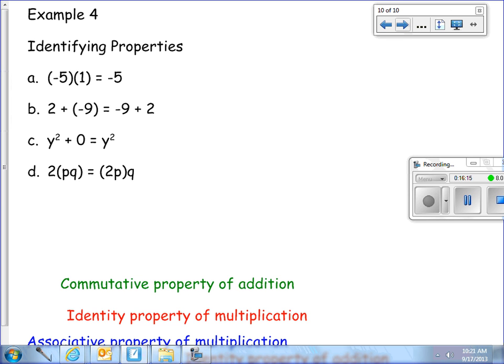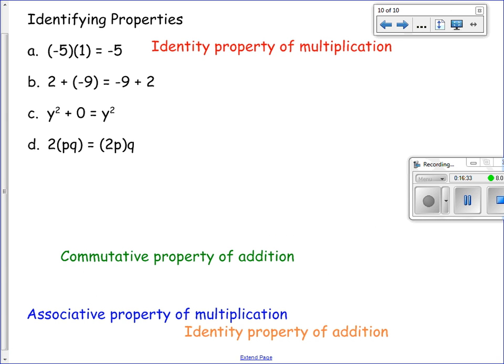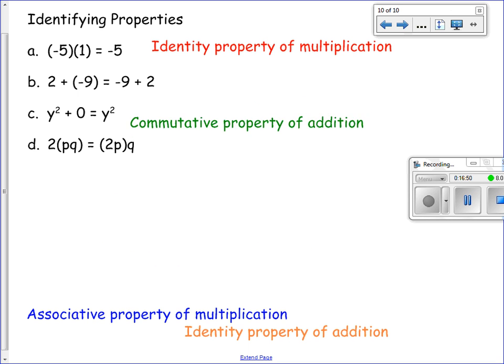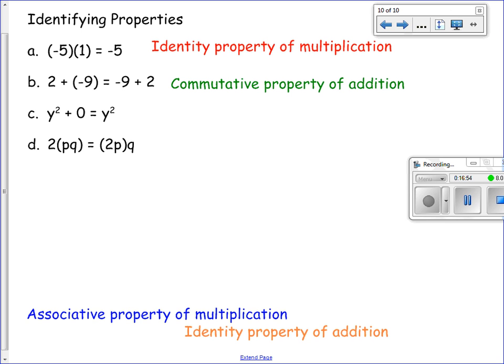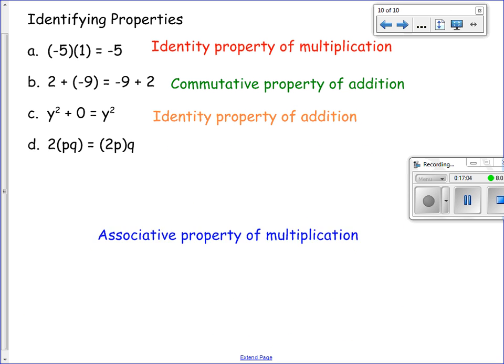Who can tell me what property is being demonstrated in A? Megan? Identity property of, very good. B? Somebody else? Conrad? It is commutative property of addition. Thank you. C? Yes? Identity property of addition. And last is going to be associative property of multiplication.